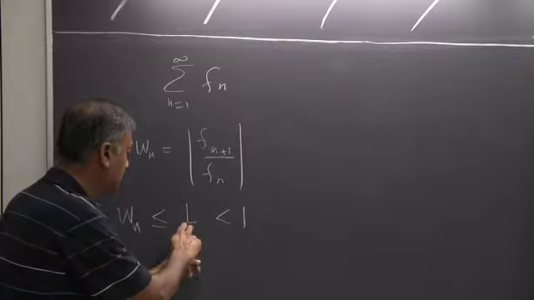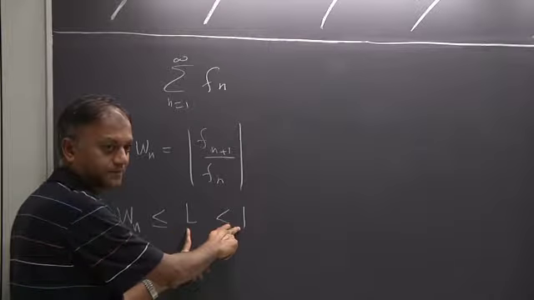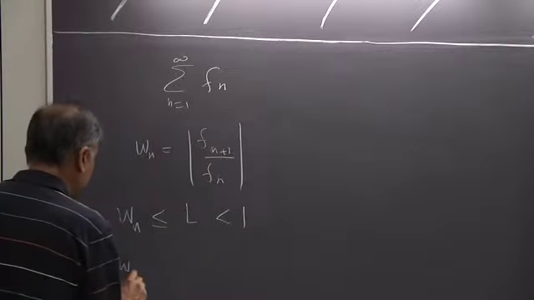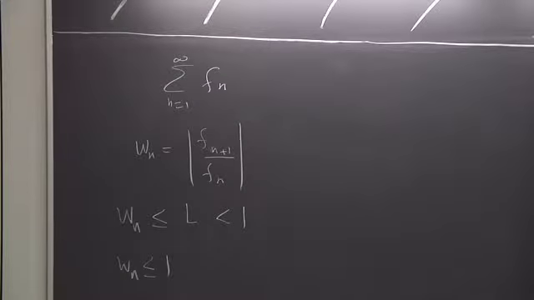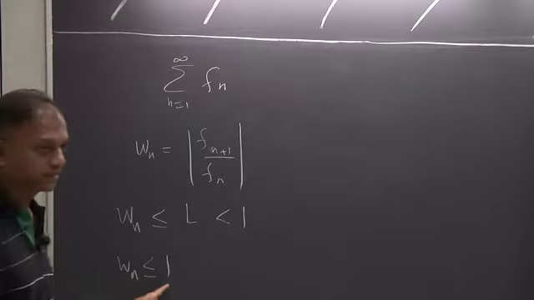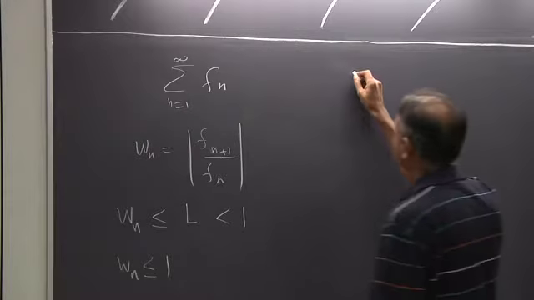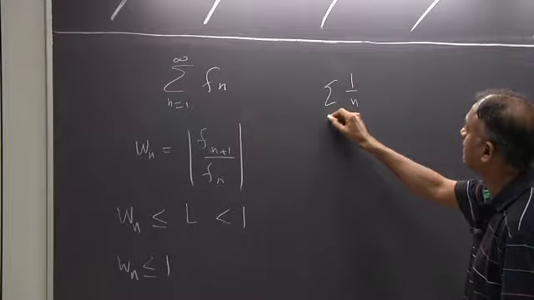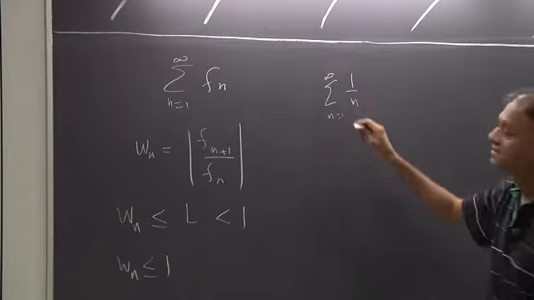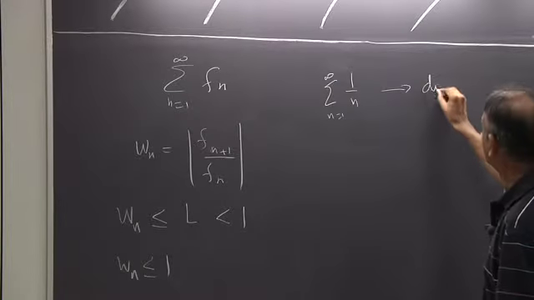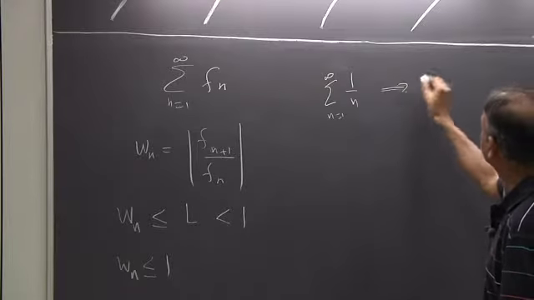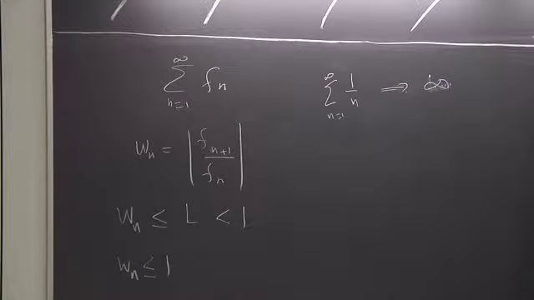Notice that it is crucial that this L must be strictly less than 1. Suppose L was equal to 1, then you would have a condition like this, but this is not enough, because as you saw already, the harmonic series, 1 over n summed over n from 1 to infinity, is not convergent. We saw that this was diverging. This was going to infinity. It blows up as you take the full sum.